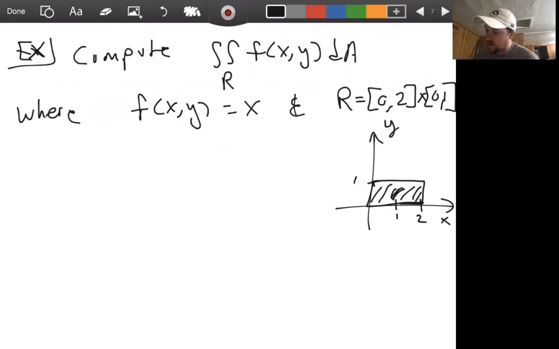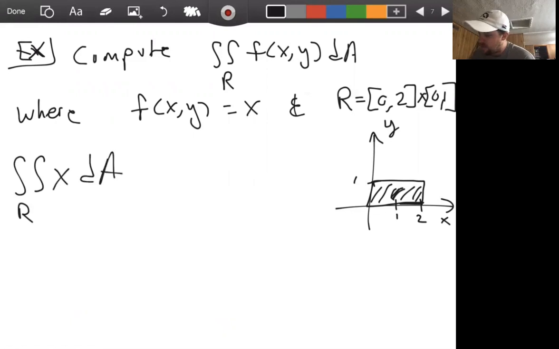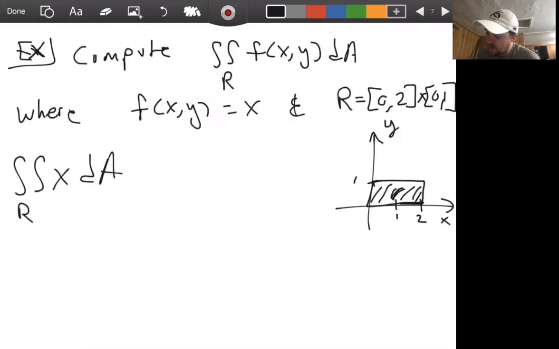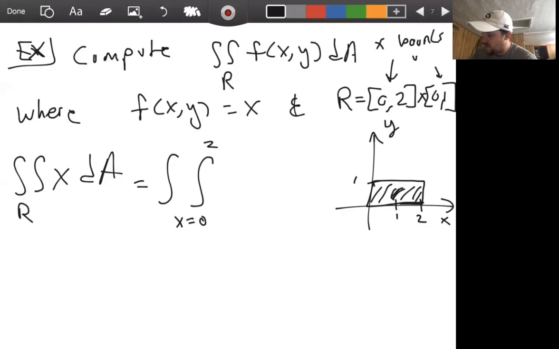So great. What do we see here? Well, the double integral over R of x dA, we know by Fubini, we can express as an iterated integral, right? I'll do x first. Again, by Fubini, we can do this in any order we want. I'll integrate with respect to x first. So this is from x equals 0 to 2, because this is our x bounds, and these are our y bounds, so y equals 0 to 1. Then we're integrating x dx dy.